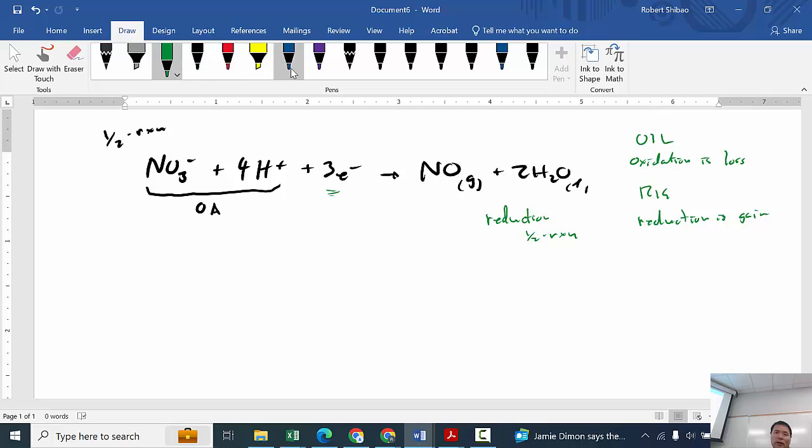Now we know the conjugate relationship. On the left side are the oxidizers. On the right side would be the reducers. And so in this case, NO and H2O, these are the reducers, or RA, reducing agent. And that would be the conjugate.